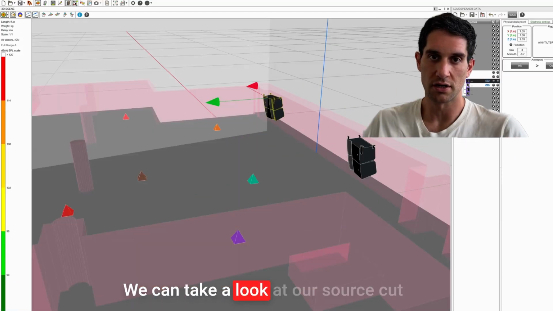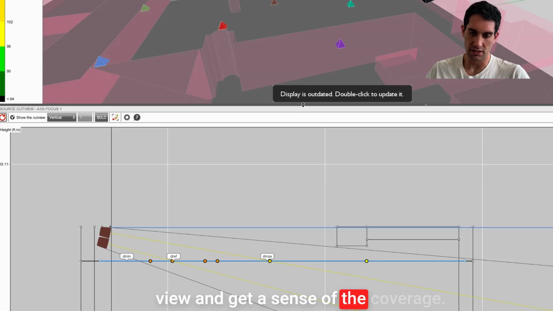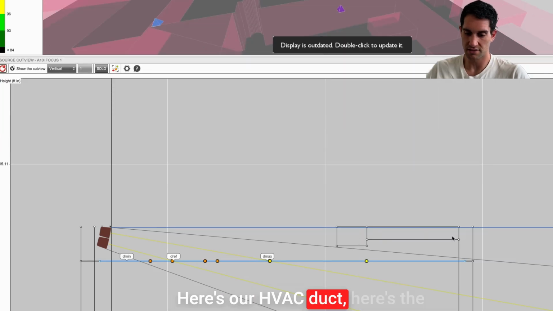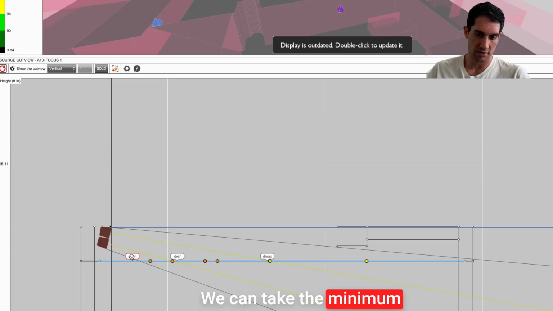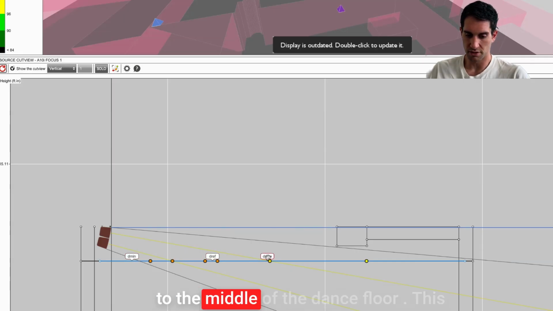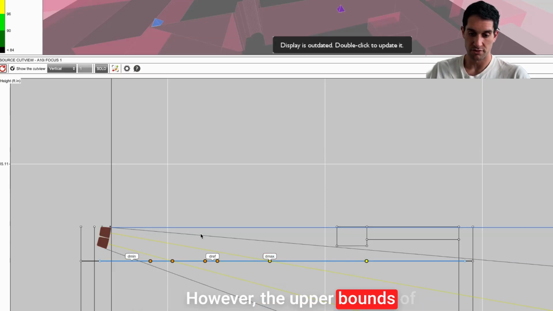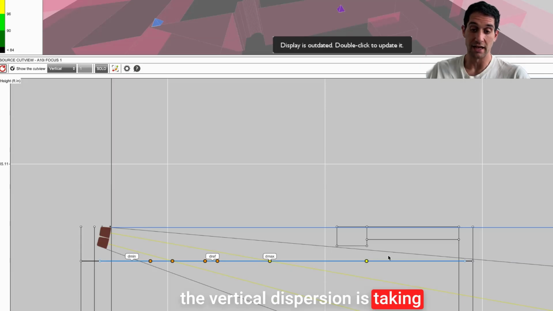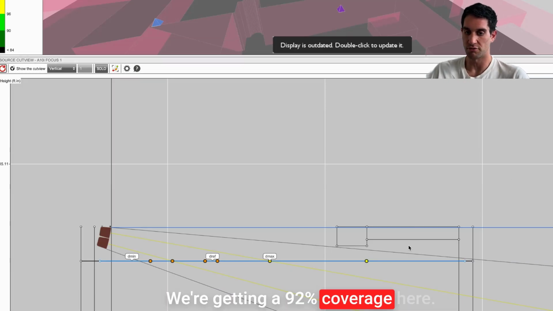We can take a look at our source cut view and get a sense of the coverage. Here's our HVAC duct. Here's the drop ceiling on the back wall. We can take the minimum coverage sort of to about here, and we'll extend our reference point to the middle of the dance floor. This center of our coverage doesn't actually extend all the way to where we would like. However, the upper bounds of the vertical dispersion is taking us all the way to the coverage. So we're getting a 92% coverage here.